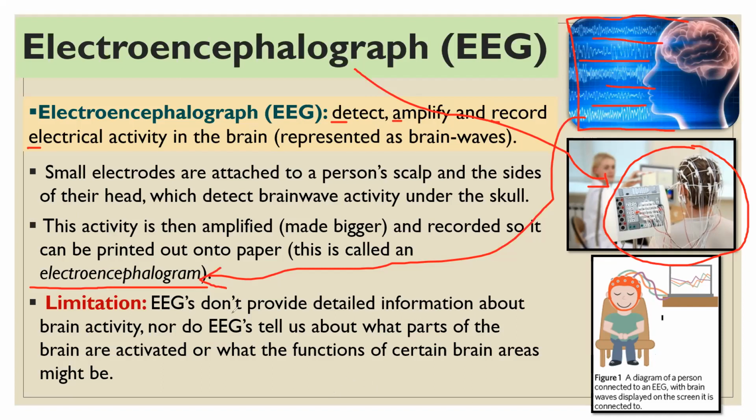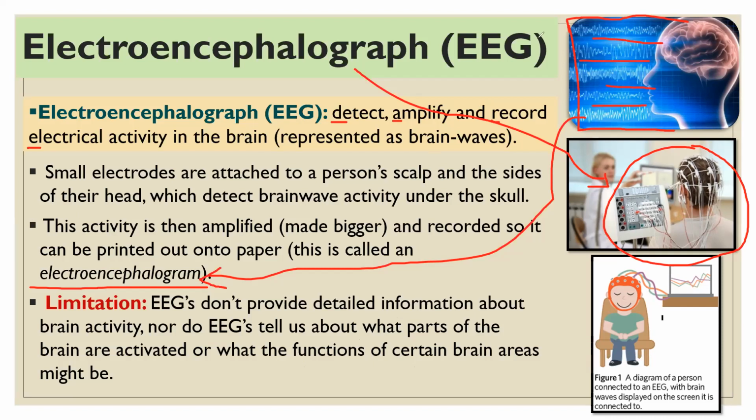Other limitations are EEGs don't give us detailed information about brain function. I can't really see how this person's brainwaves are changing as they're doing something. Remember last year when we learned about functional neuroimaging techniques versus structural, and we said functional are better because you can see, like when a person listens to music or does a task, how the brainwaves change. The problem with EEGs is they don't allow for that. So that's basically the main limitation of an electroencephalograph.